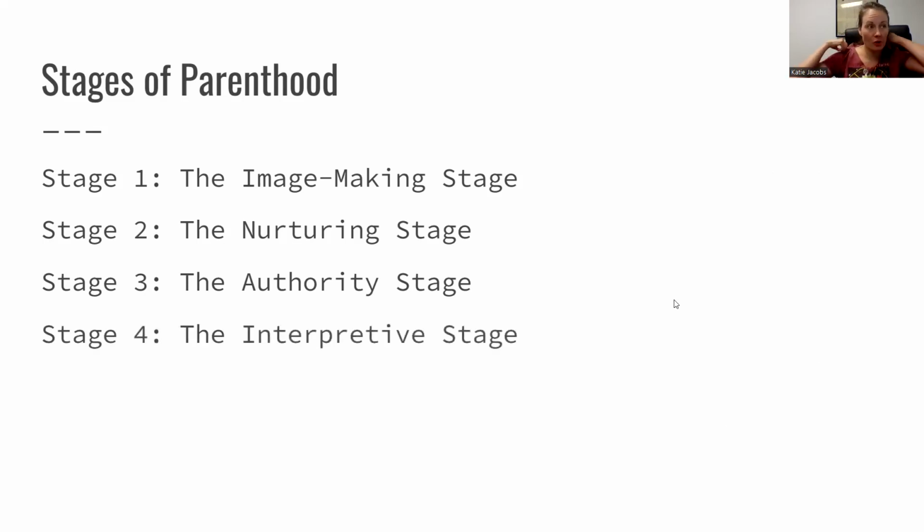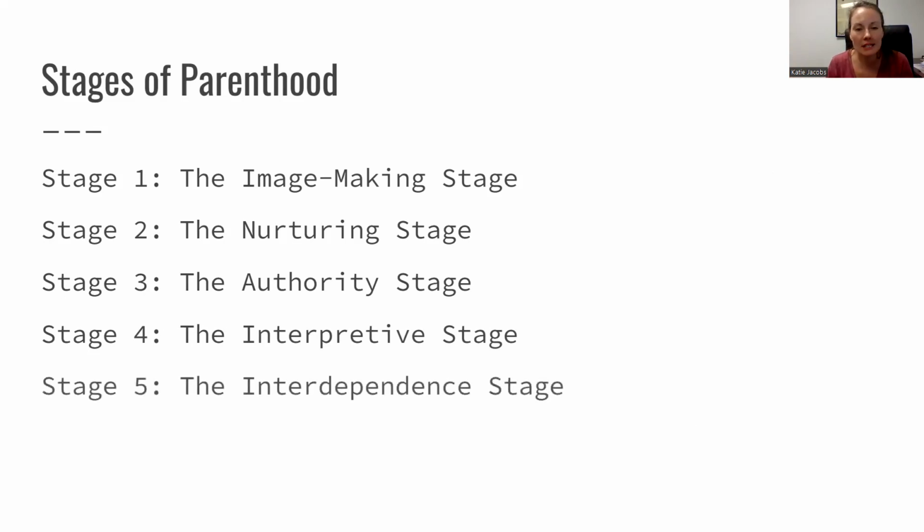Then we have stage 4. This is typically in middle childhood and the interpretive stage. And this is when parents start helping their kids interpret their experiences in the social world that's beyond the family. Stage 5 is the interdependent stage. This is when parents start renegotiating their relationship with their adolescent, and then allow for shared decision making while they start to get ready to launch their kid into adulthood.